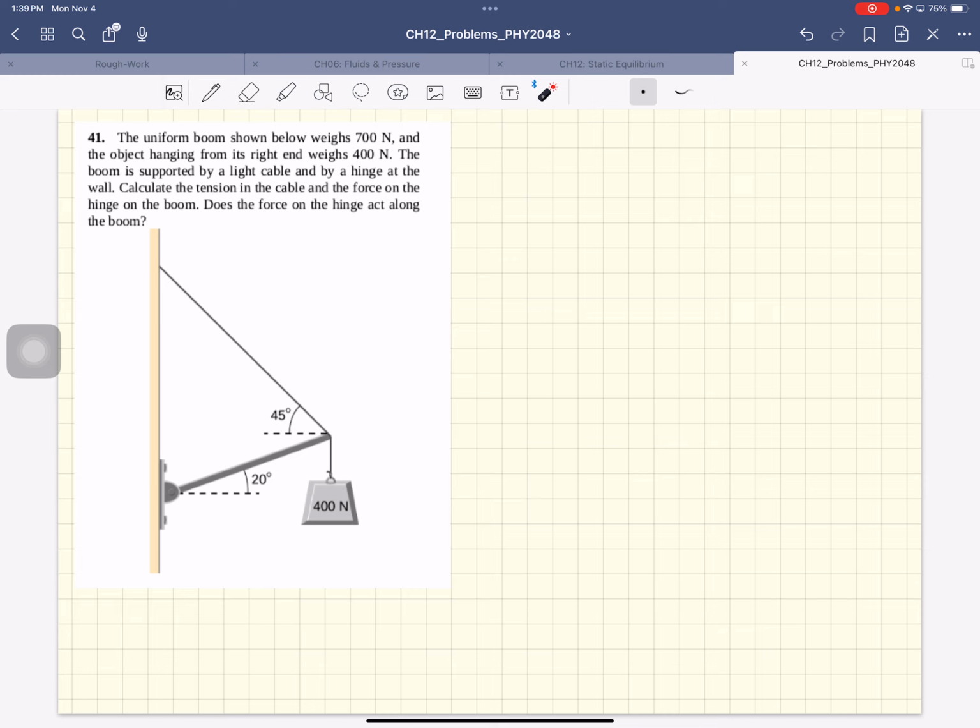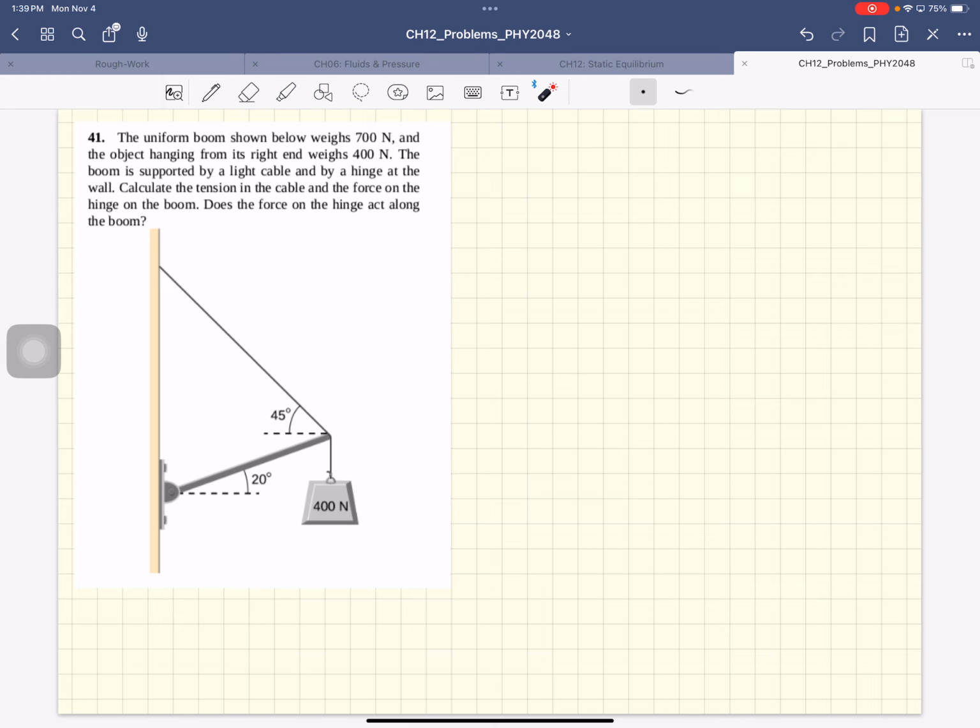Okay, this problem says a uniform boom shown below weighs 700 newtons. Again, 700 newtons is roughly your weight. So that's the weight of this boom. And the object hanging from its right end is 400 newtons. The boom is supported by a light cable and by a hinge at the wall. Calculate the tension in the cable and the force on the hinge on the boom. Does the force on the hinge act along the boom?